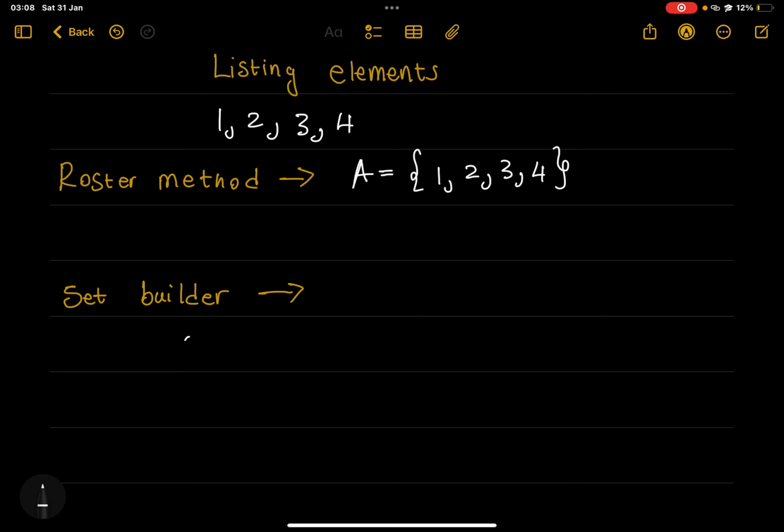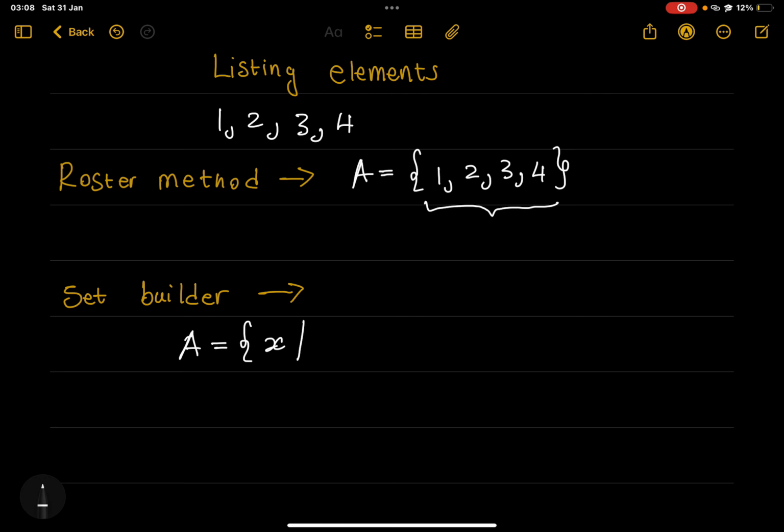For example, I can say set A contains X, such that we describe what X is. What types of X are we talking about? This can either be natural numbers, whole numbers, real numbers, or integers. So you choose the one that you think is simpler to explain.